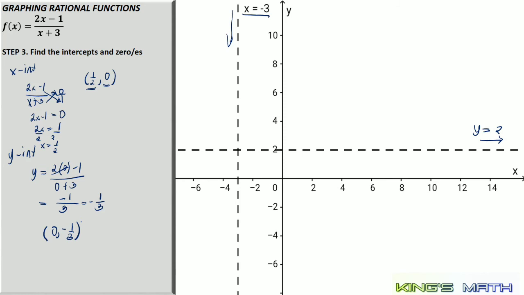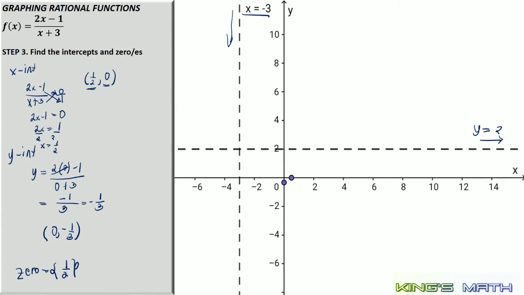How about the zeros? Determining the zeros is similar to determining the x-intercept because zeros are the values wherein the graph will cross the x-axis. So our zero here is the set of 1/2. Okay, let us locate our intercepts in our graph. This point is (1/2, 0), and this point is (0, negative 1/3). So those are the locations of our intercepts.